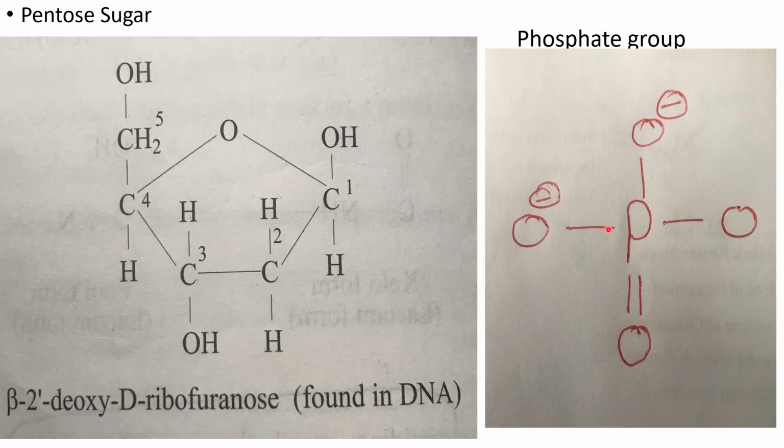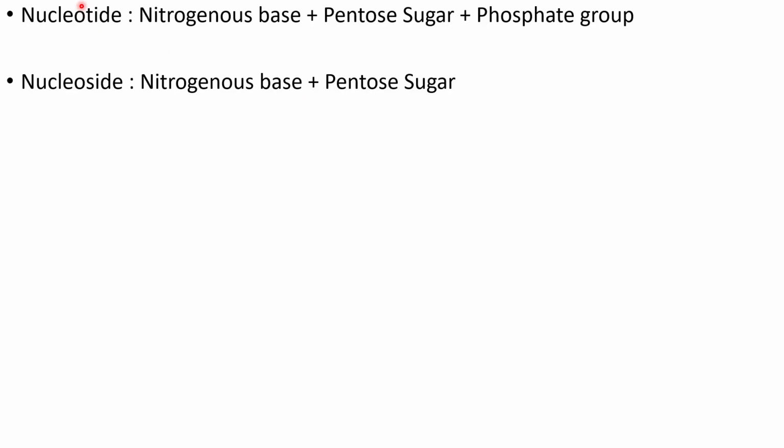This is the phosphate group that will be linked to the 5th carbon. It has this OH group, so it's going to link together. That's how they are going to be joined. So these three make the nucleotide: nitrogenous base, pentose sugar, and the third is phosphate group. Now the difference between nucleotide and nucleoside. If there is a nitrogenous base, pentose sugar, and phosphate group, it makes a nucleotide. If it does not have a phosphate group, then it's a nucleoside. So nucleotide means nucleoside plus phosphate group. This is the difference between nucleotide and nucleoside.